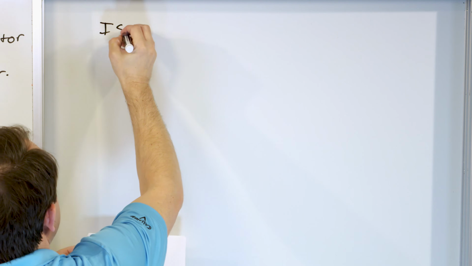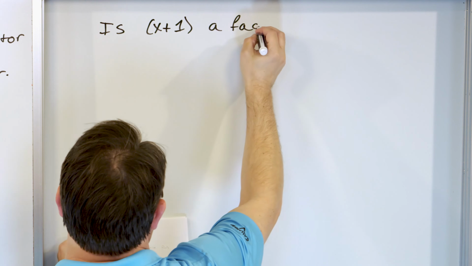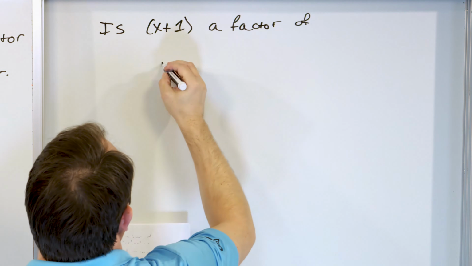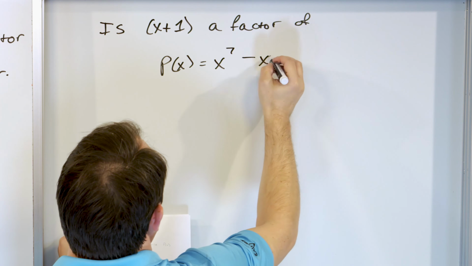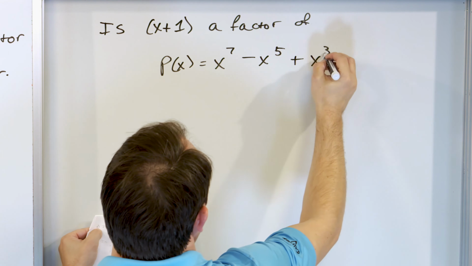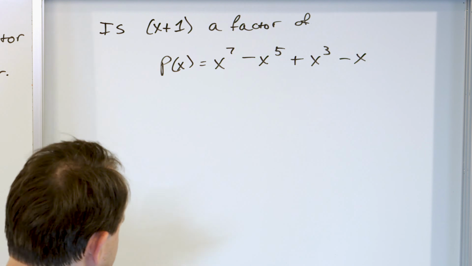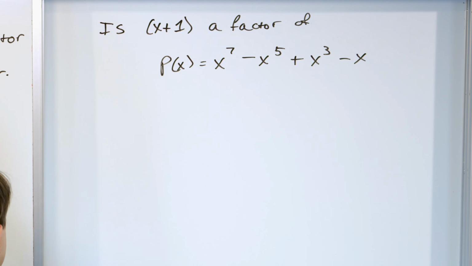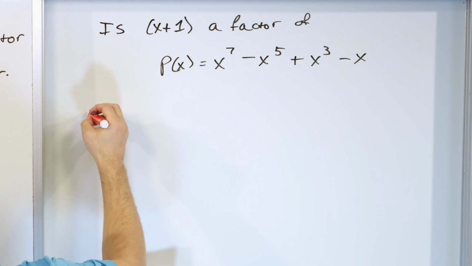I'm not done talking about it. But for our last problem of this lesson, to wrap it all up, I want to ask you the question. Is x plus 1 a factor of the polynomial x to the 7th power minus x to the 5th power plus x to the 3rd power minus x? So the question is, is x plus 1 a factor of this polynomial? Half of the battle with this stuff is to figure out what it's saying. So what it's asking is the following.